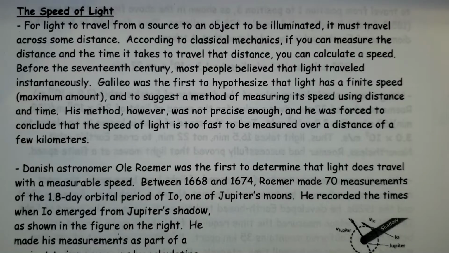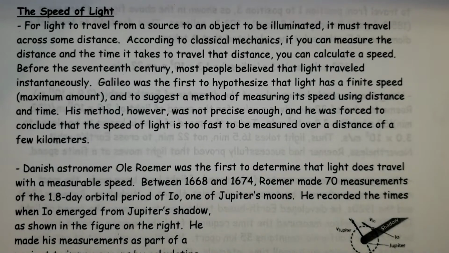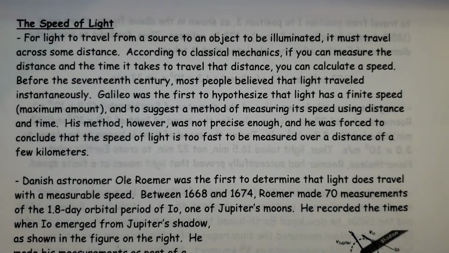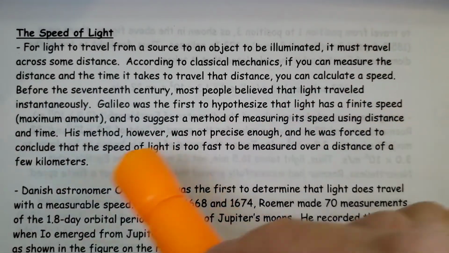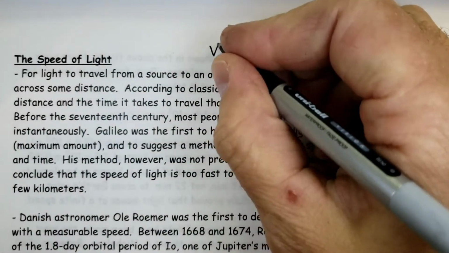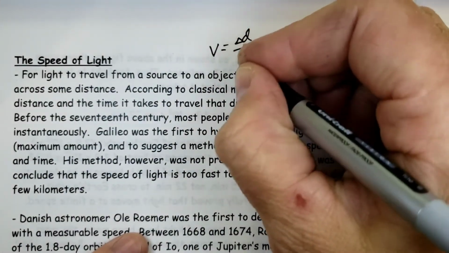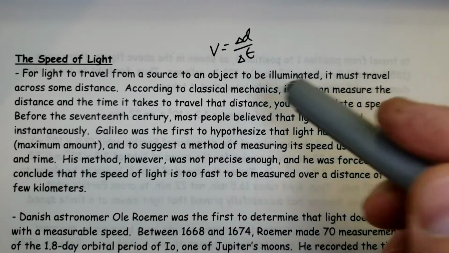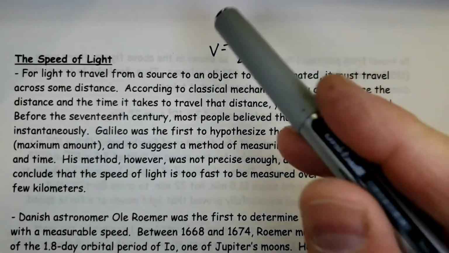So with that, we'll look at the speed of light. For light to travel from a source to an illuminated object, to illuminate it, it must travel across some distance. And of course, we looked at this. The speed is determined by distance over time, or displacement over time. According to classical mechanics, if you can measure the distance and the time, then you can calculate speed.